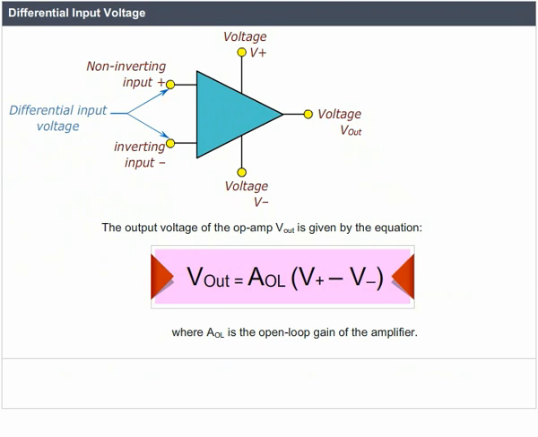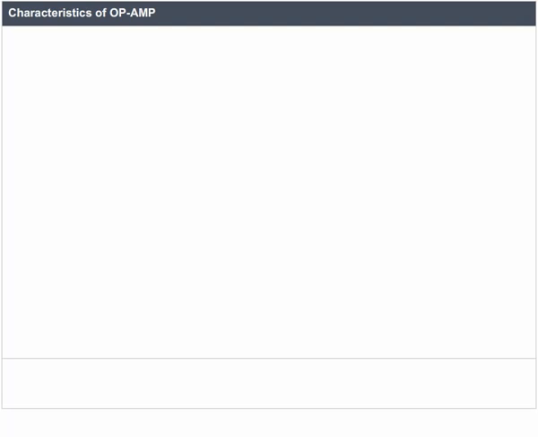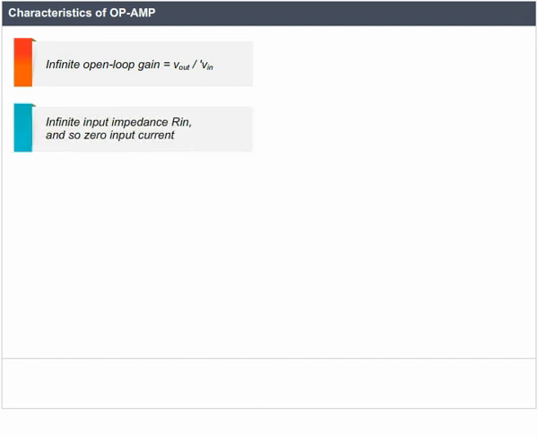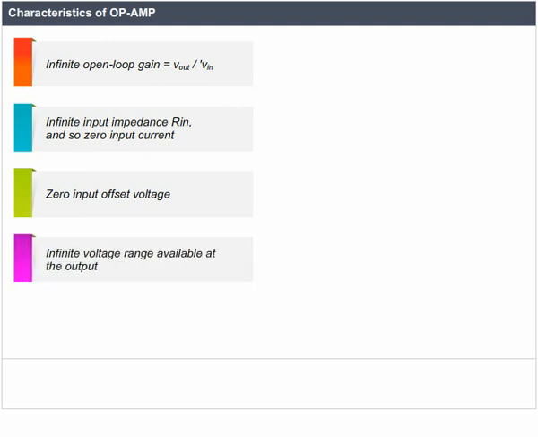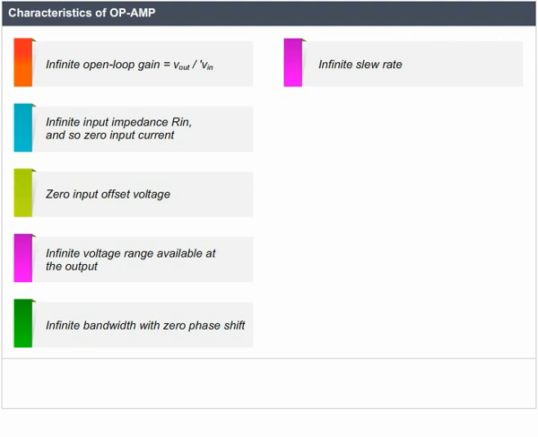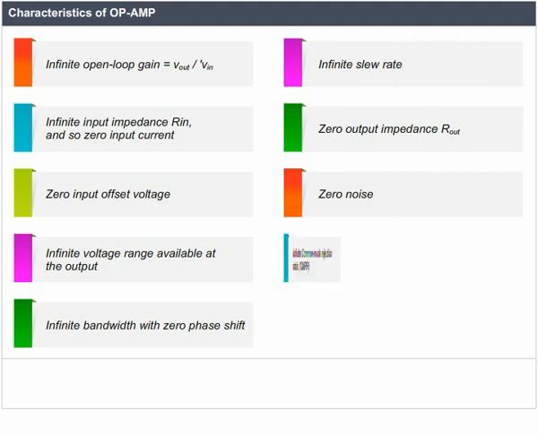Characteristics of an ideal op-amp: infinite open loop gain, equal to V out by V in. Infinite input impedance R in, and so zero input current. Zero input offset voltage. Infinite voltage range available at the output. Infinite bandwidth with zero phase shift. And infinite slew rate. Zero output impedance R out. Zero noise. Infinite common mode rejection ratio, CMRR. Infinite power supply rejection ratio.